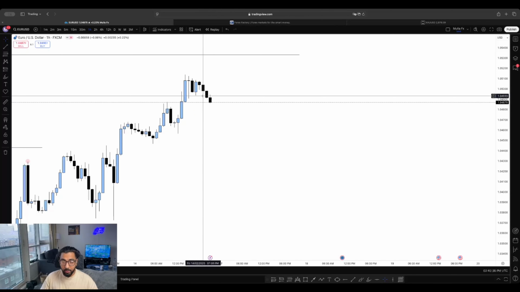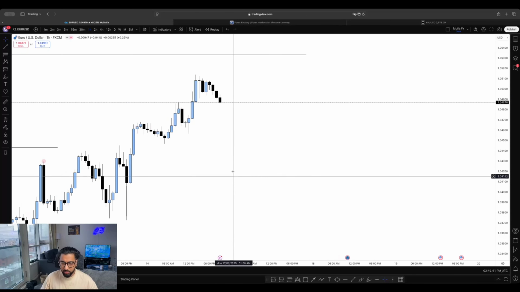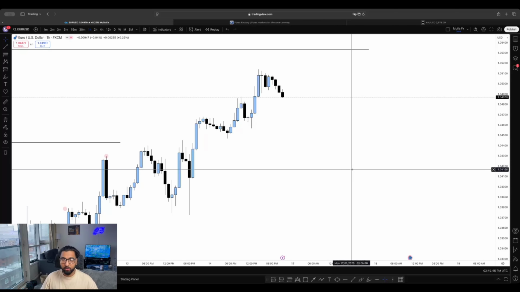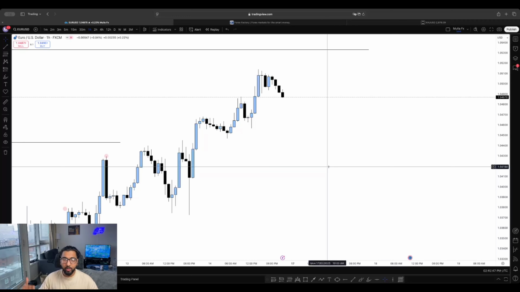So this right here, people think, oh, it's broke structure. We are going down now. Let's all scale to the downside and let's just all push the market to go down. But look at what the actual general direction of the market is. The market is going towards the upside.